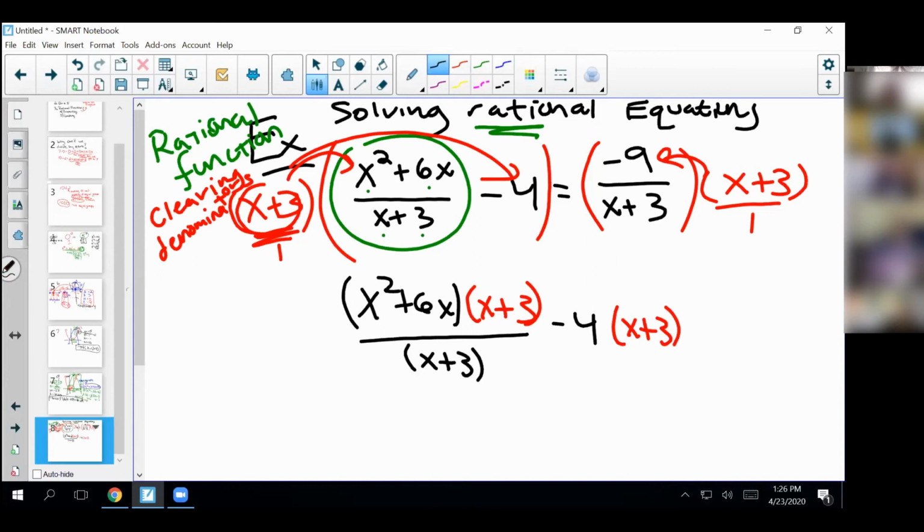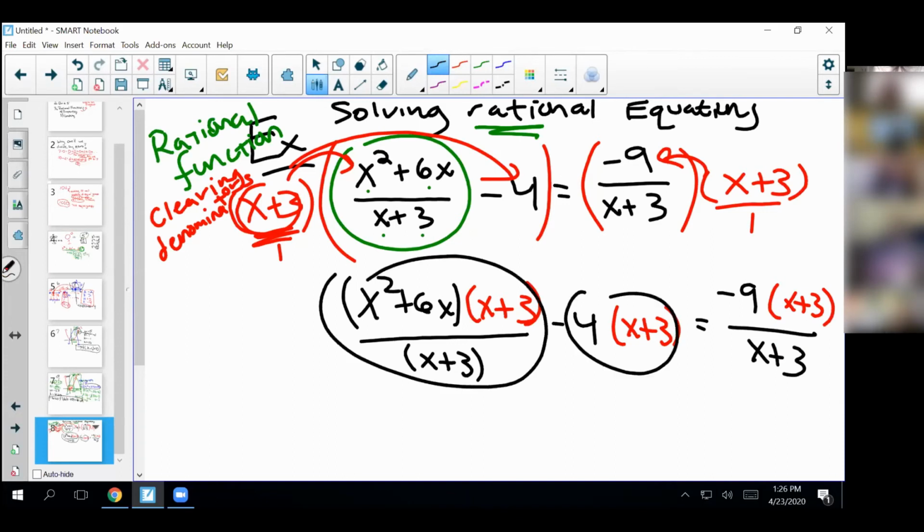And that's going to be equal to -9, that gets an x plus 3, over x plus 3. So the thing to notice there is the x plus 3 goes to every single term. This was a term, this was a term, this was a term. It goes to every single term, but only on top of any fraction.